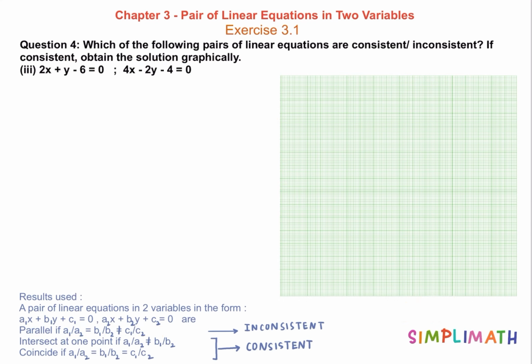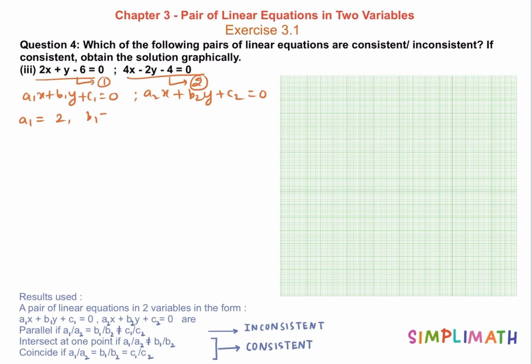Now coming to the third part of the question. Let this be equation 1, let this be equation 2. Now both the equations are in the standard form. Comparing equation 1 to a1x plus b1y plus c1 equal to 0 and equation 2 to a2x plus b2y plus c2 equal to 0, I can say that a1 equals 2, b1 equals 1 and c1 equals minus 6, and a2 equals 4, b2 equals minus 2 and c2 equals minus 4.